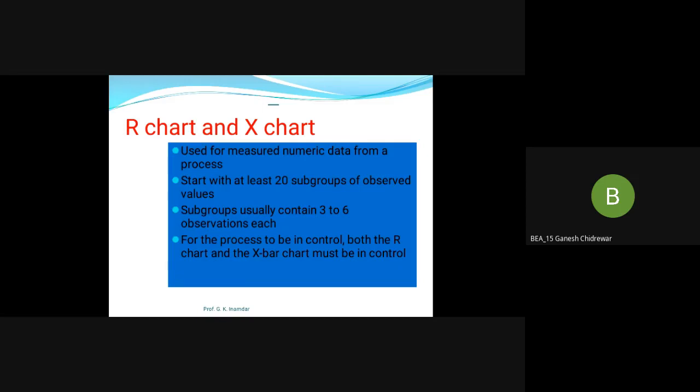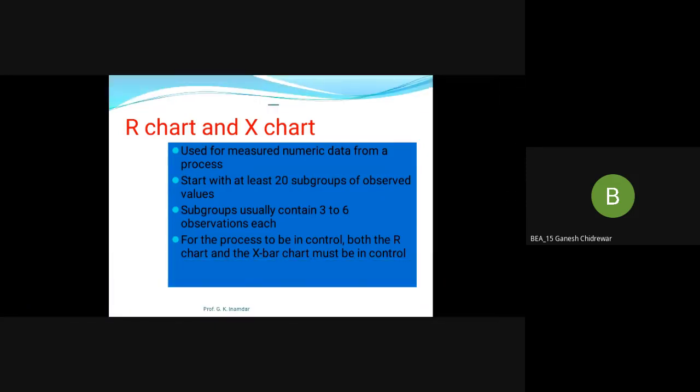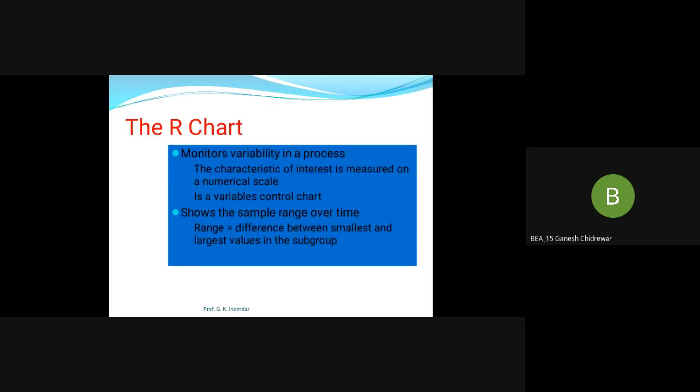Now start with at least 20 subgroups of observed values. So these are some limitations or criteria of these charts. Subgroups usually contain 3 to 6 observations each. We will discuss this again, I have images also. For the process to be controlled, both the R chart and the X bar chart must be in control. So this is mandatory.